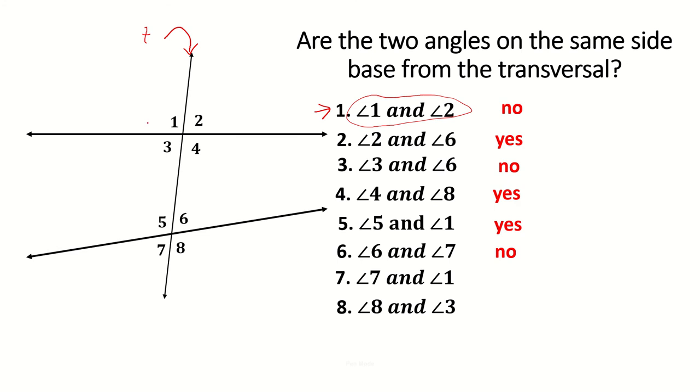How about angles 7 and 1? It's on the left side of the transversal, this one is on the left side as well. So therefore, that's a yes. And angles 8 and 3, 8 is on the right side of the transversal. Angle 3 is on the left side of our transversal. That means that's a no.